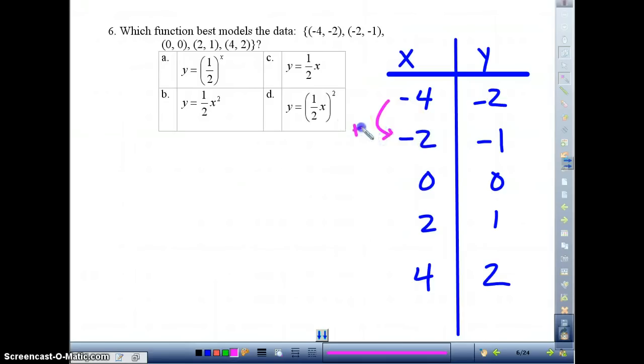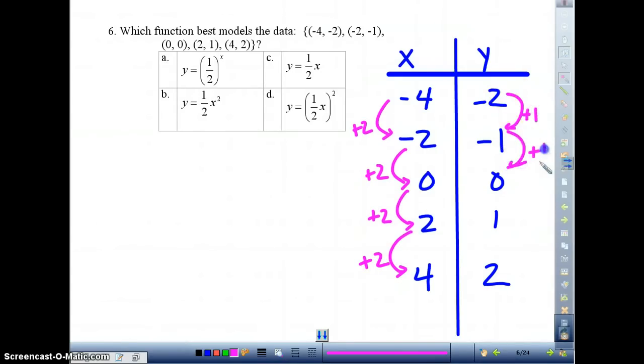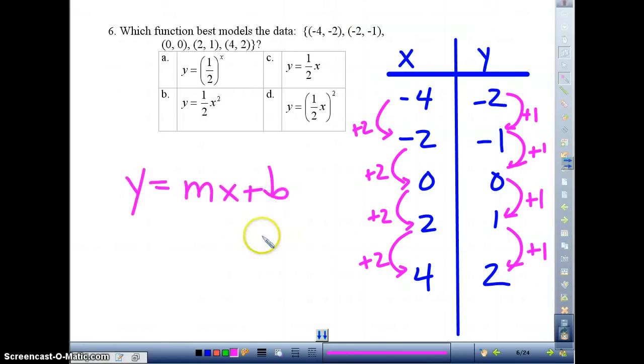Okay, as my x's increase by 2 each time, I'm going to check out what my y's are doing. Increase by 1, increase by 1, increase by 1, increase by 1. So looks like I have a constant change in my x that correlates to a constant change in my y. That tells me it's linear. And linear is y equals mx plus b. That's the basic form, slope-intercept form for linear functions.